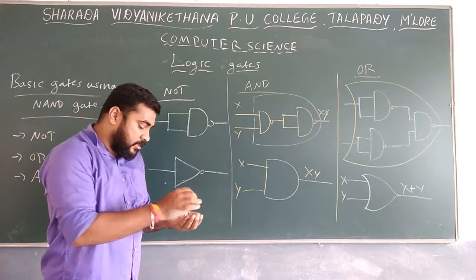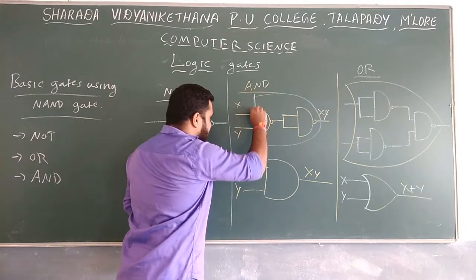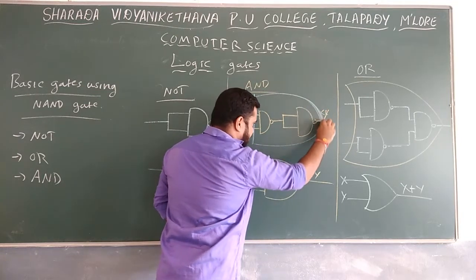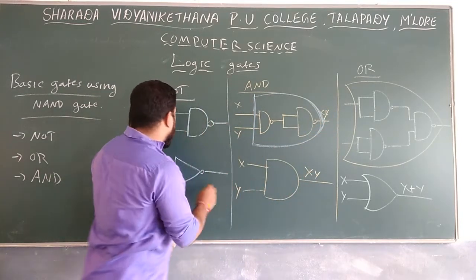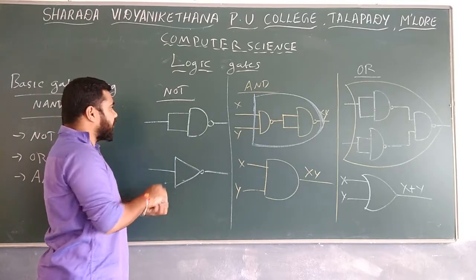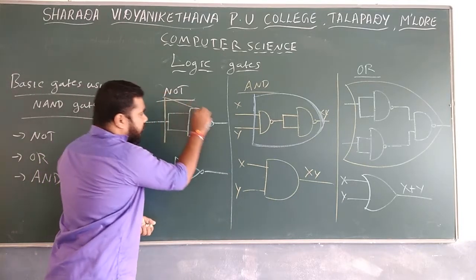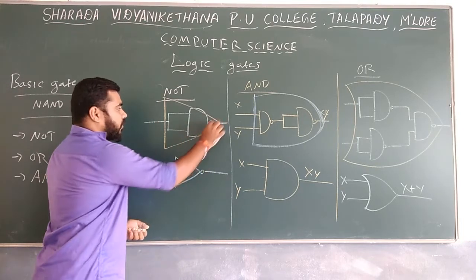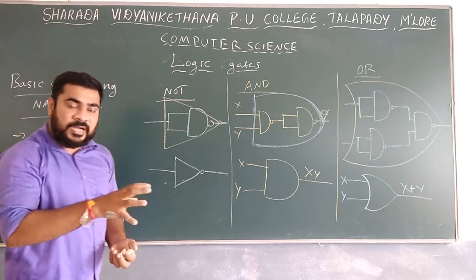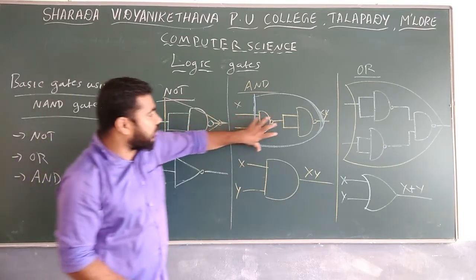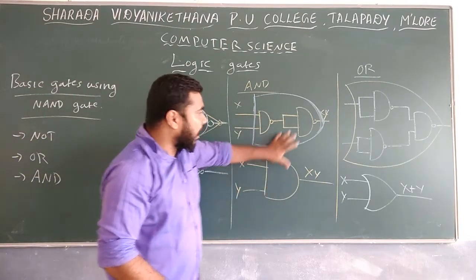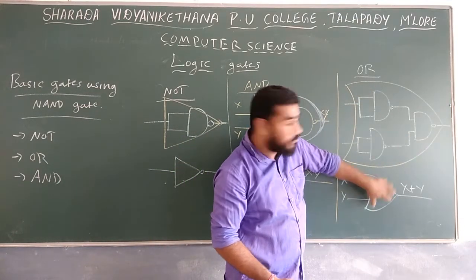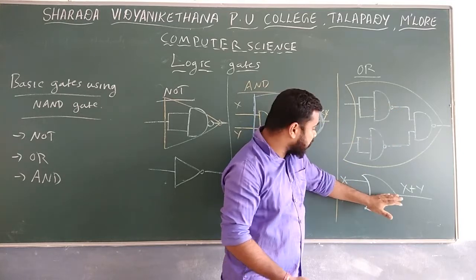Just for understanding, this here is like an AND gate, so I write here AND gate. And this one, if you take this one, one gate is equal to one NOT gate. But if you take two gates, that is equal to one gate here. And if you connect three gates together, that is equal to one gate like this.